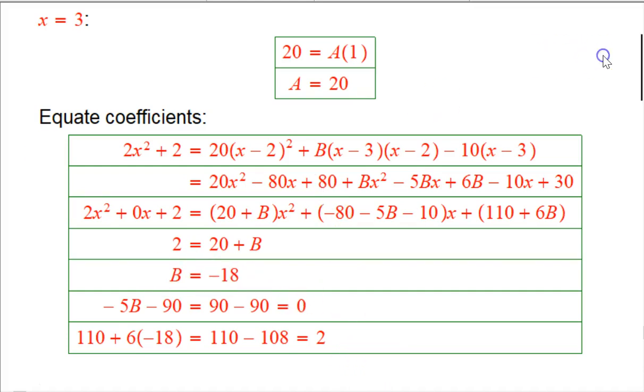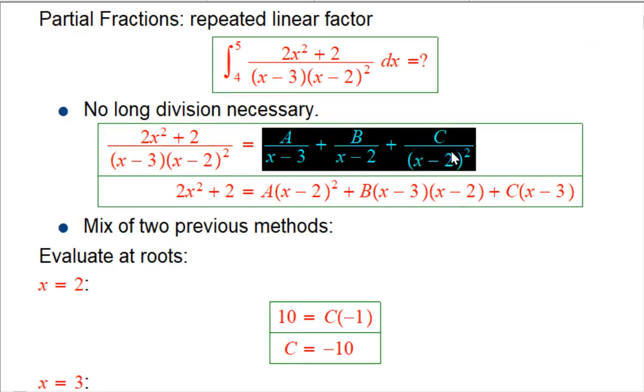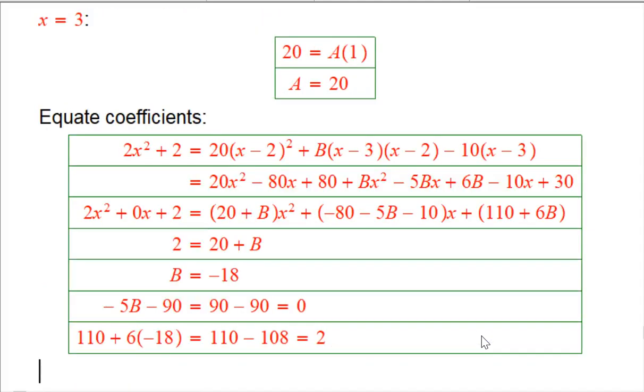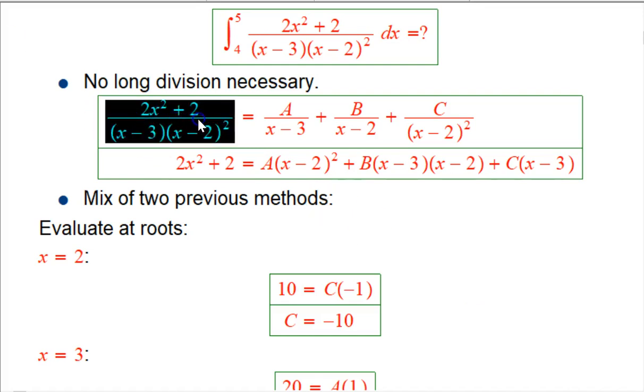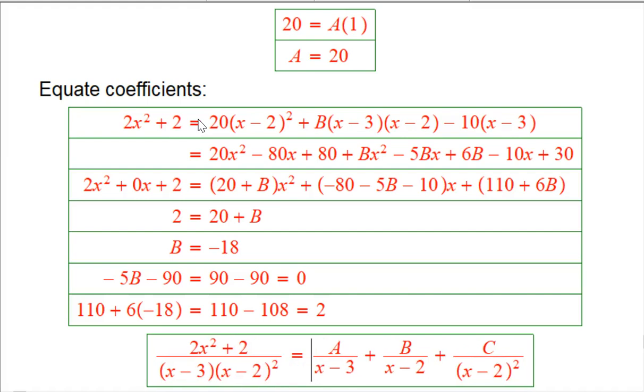Now let me just go back and copy and paste, and I think I'll save the actual integration part for the second part of the video. Let me just get my original one there. And so here's my expansion. And a was 20, and c was minus 10, and b is minus 18.